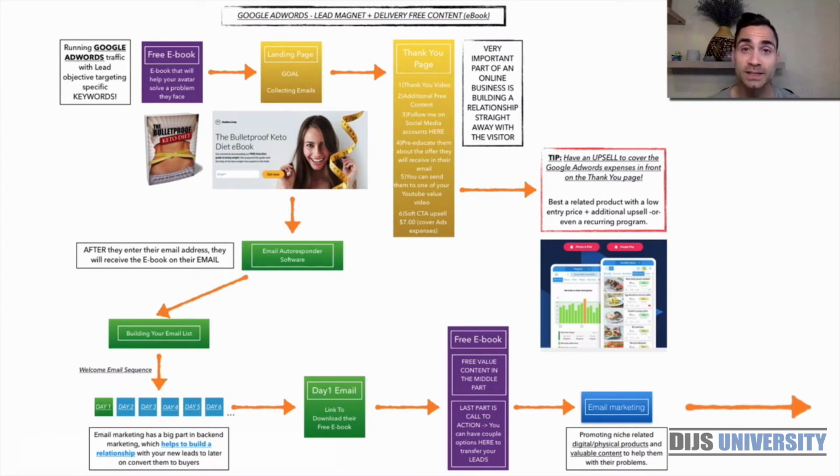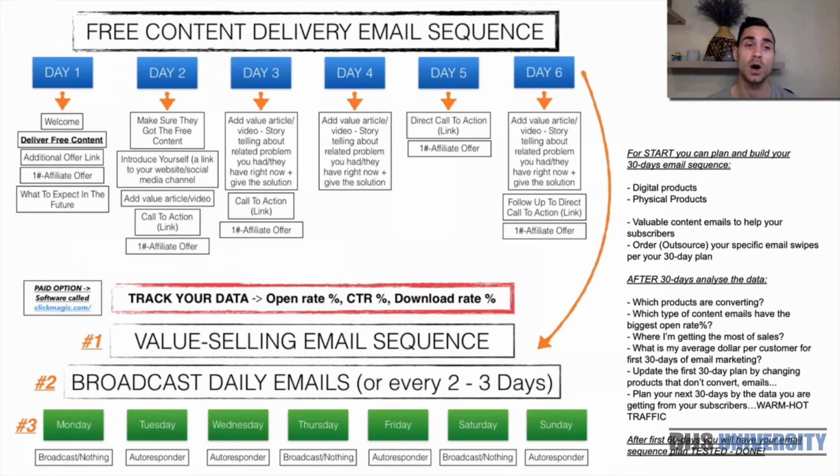And now let's jump to the second slide where we have our email sequence. The top section is the first week, from day 1 to day 6. And then on the section below, the green color, you have your weekly email marketing that you want to plan in advance, a minimum of 30 days, but even 60 days would be better. So you have Monday, Tuesday, Wednesday, Thursday, Friday, Saturday, Sunday.